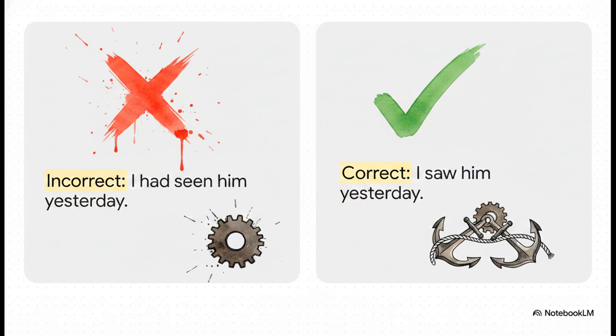But wait, remember our golden rule? Never, ever use the past perfect for just one single isolated action in the past. If there's no second past action to compare it to, there's literally no reason to use the past of the past. You have to stick to the simple past and just say, I saw him yesterday. Only bring out the heavy machinery of the past perfect when you're establishing a timeline between two past events.